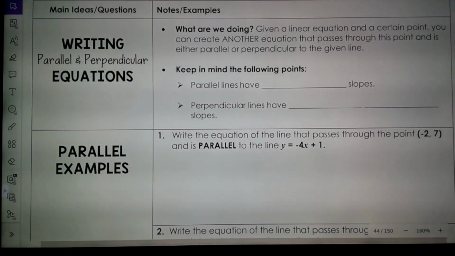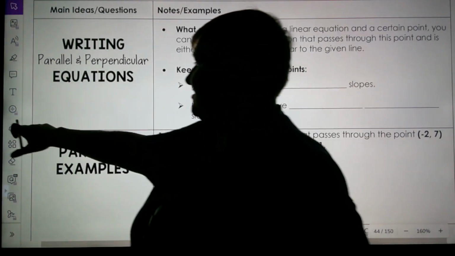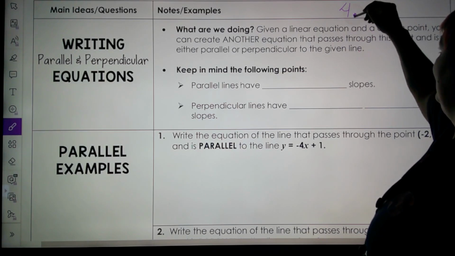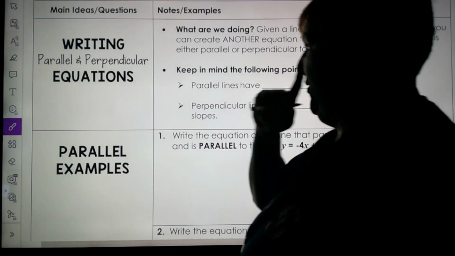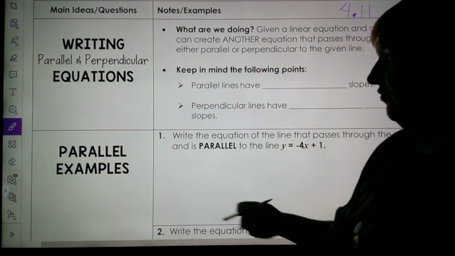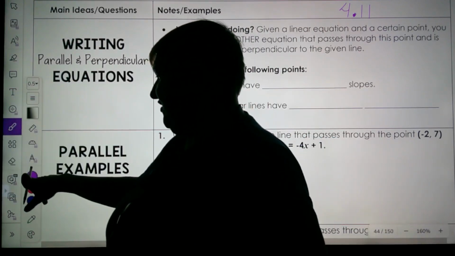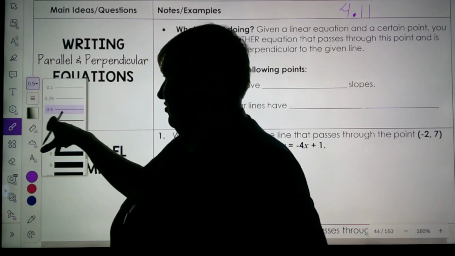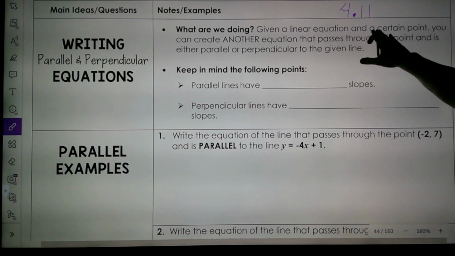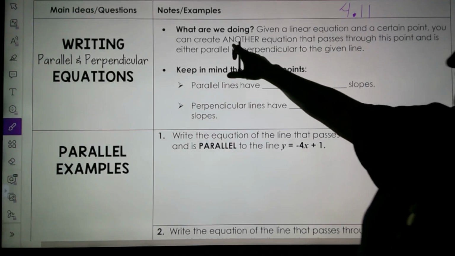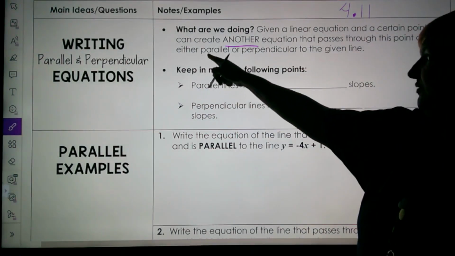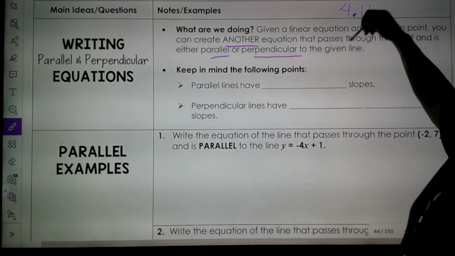Unit 4.11, the last one for Unit 4. And this is just digging a little further into the idea of parallel and perpendicular. Now that we know what a parallel and perpendicular equation looks like, we can create our own. Given a linear equation at a certain point, you can create another equation that passes through this point and is either parallel or perpendicular to the given line.